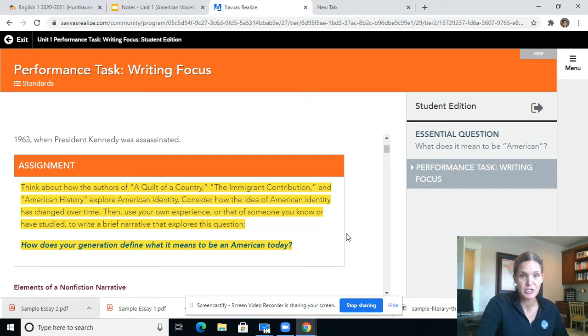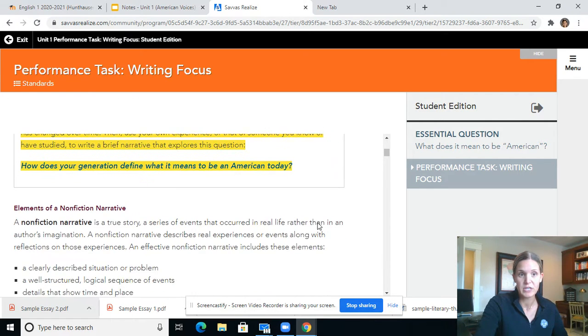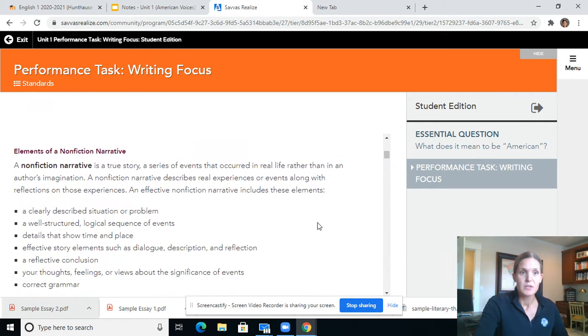How does your generation define what it means to be an American today? You're either going to use your own experience, so something that you have gone through yourself, or that of someone that you know or have studied. So you're telling a short story. So even though it is a narrative, it is a story, it's nonfiction, meaning it's true. So it is a true story. It is a series of events that occurred in real life rather than in your imagination.